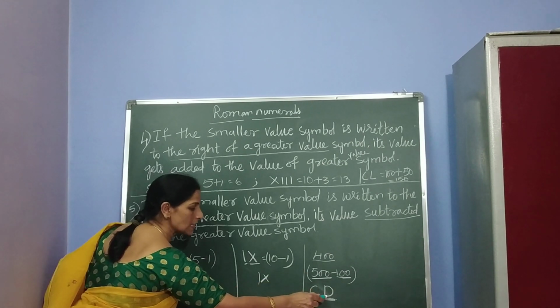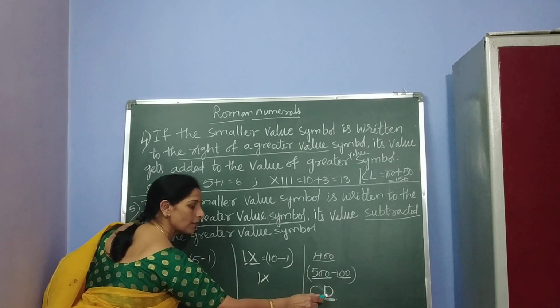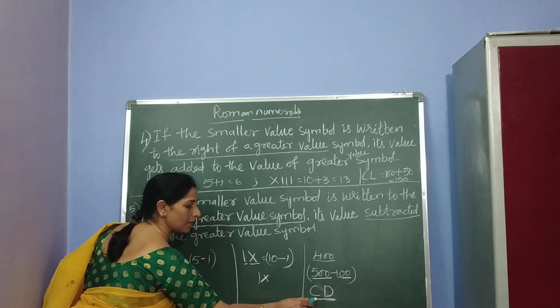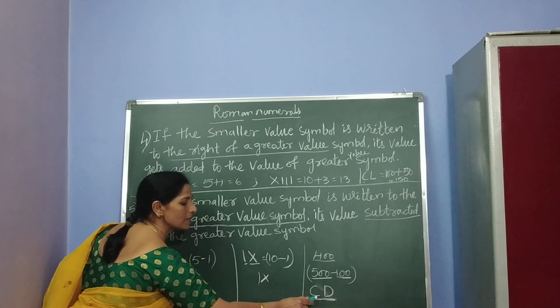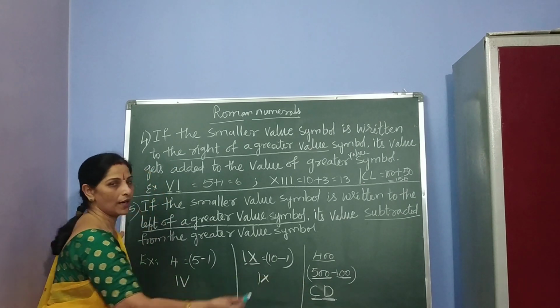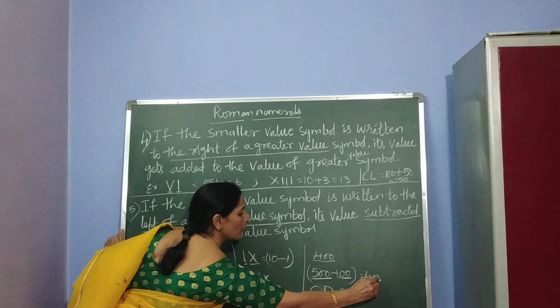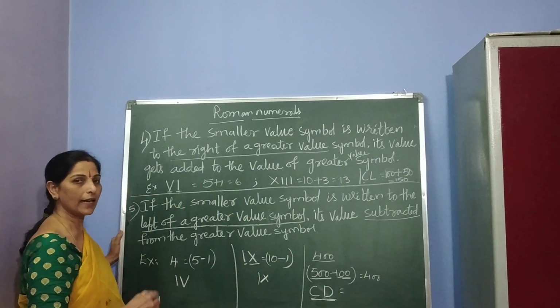So D has 500. The value of the D is 500. The value of the C is 100. So 500 minus 100, 400. We'll get the answer. Here the answer is 400. Do you understand, children? I will go for the next rule.